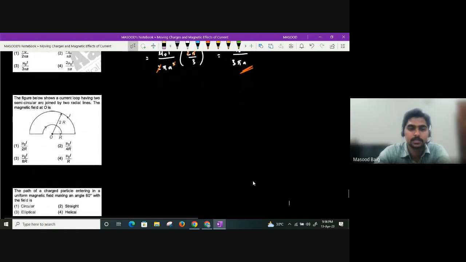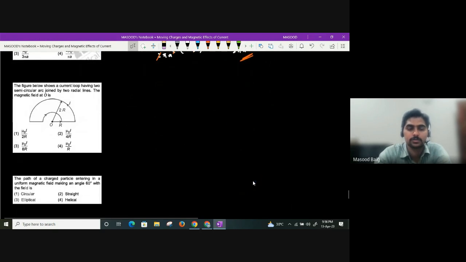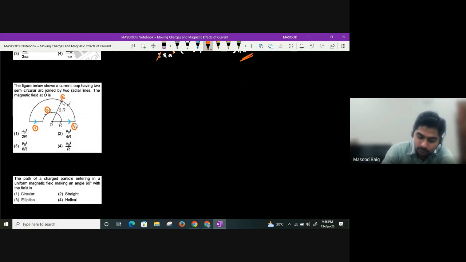They're asking us, the figure shows a current loop having a semicircular arc joined by two radial lines. The magnetic field at point O, they're asking. So I'll divide it into four parts, guys. This is your straight wire, first category, then a semicircular arc, again a finite straight wire, then you have the fourth part. So what is the magnetic field? We know the principle of superposition. It will be B1 bar plus B2 bar plus B3 bar plus B4 bar.